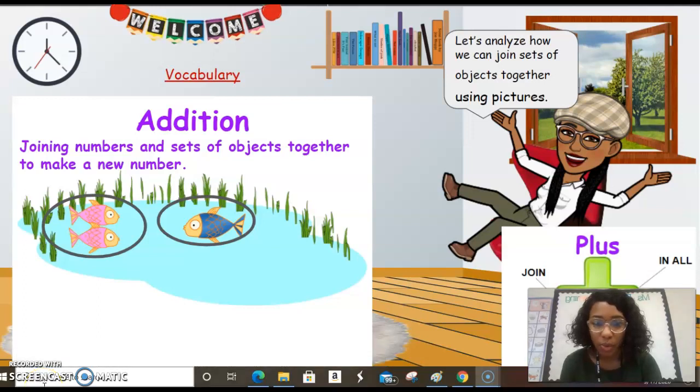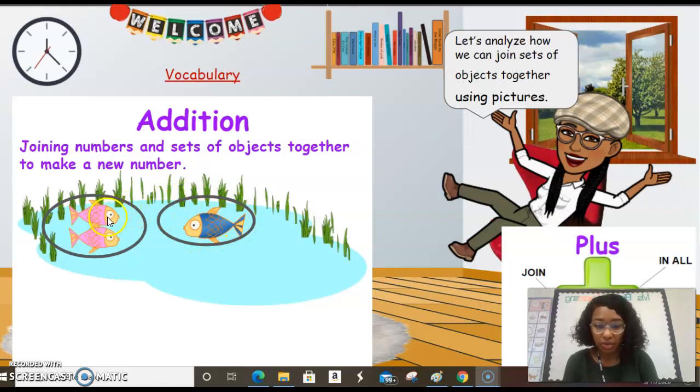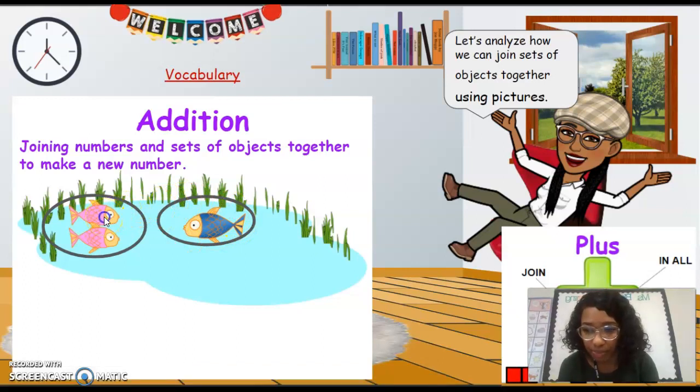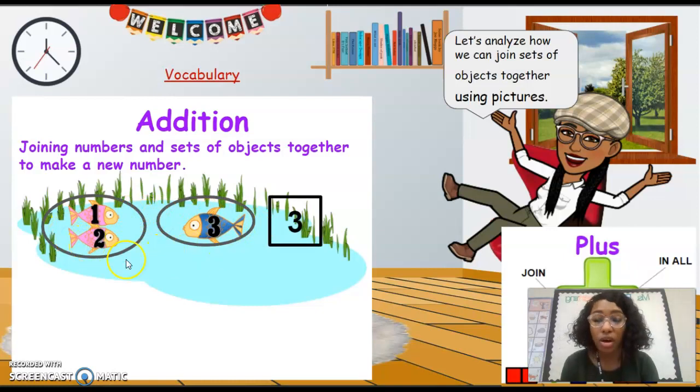Okay, friends, so remember we're practicing addition, or adding, and that means that we're going to join numbers or join sets of objects together to make a new number, okay? So first, let's figure out how many fish we have in the pond all together. So that means we have to join all of the fish together, okay? Ready? Let's do it. 1, 2, and 3. So we have 3 fish in the pond all together.